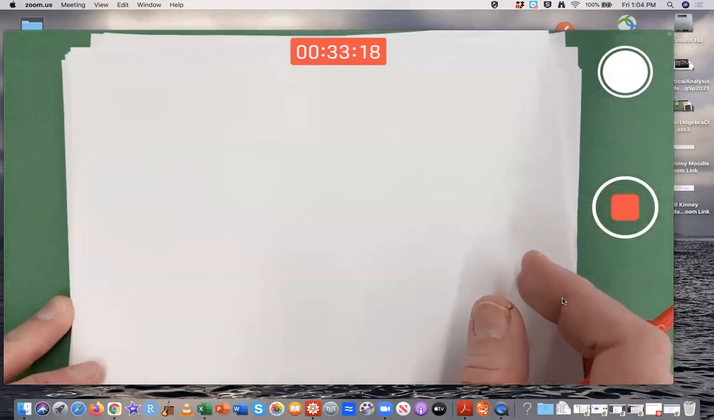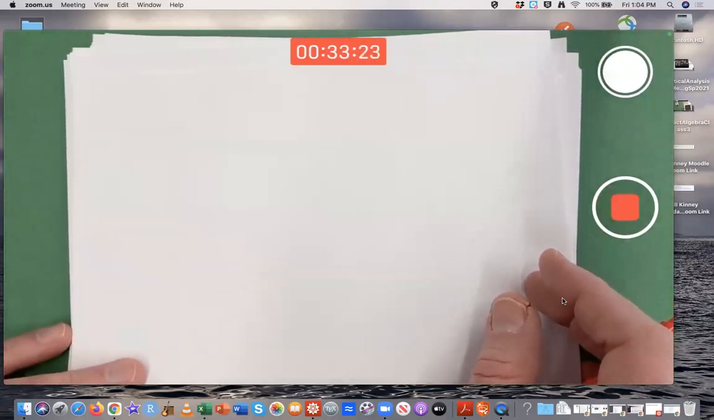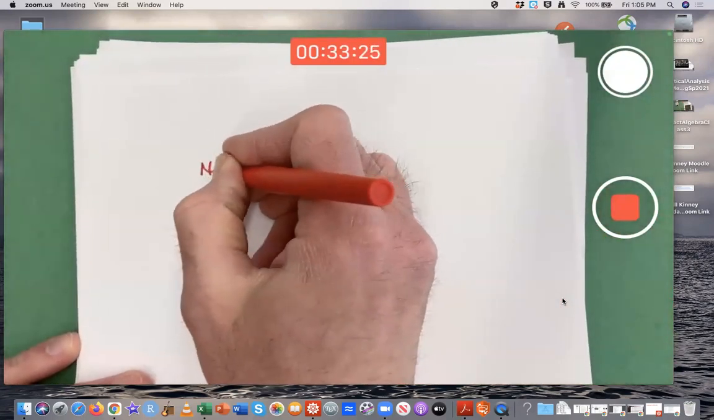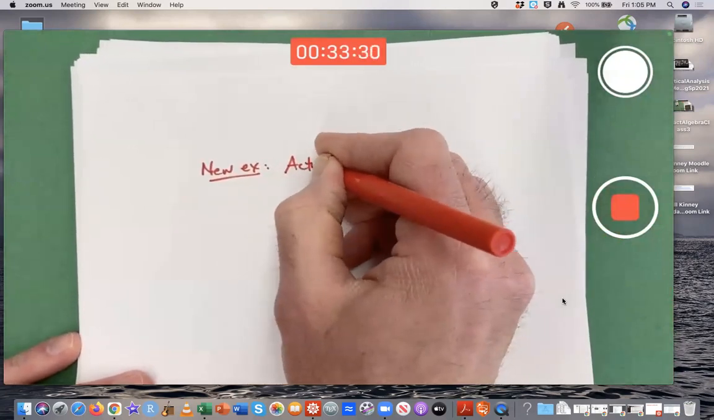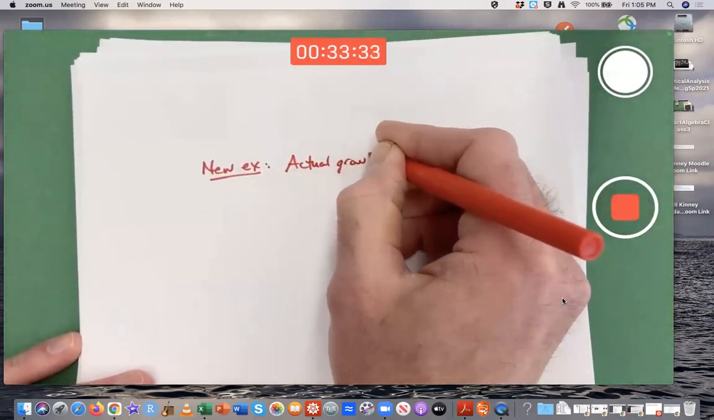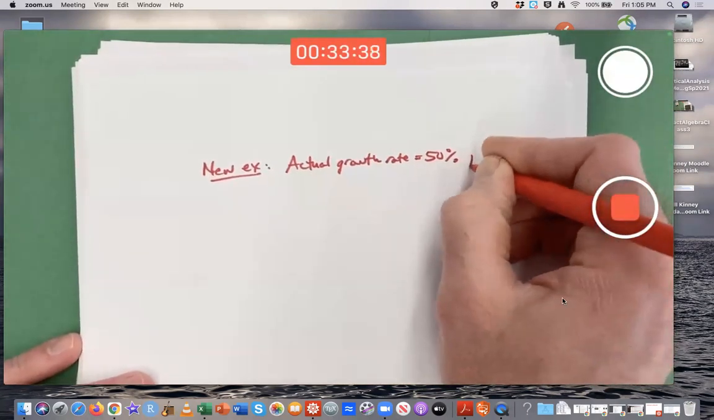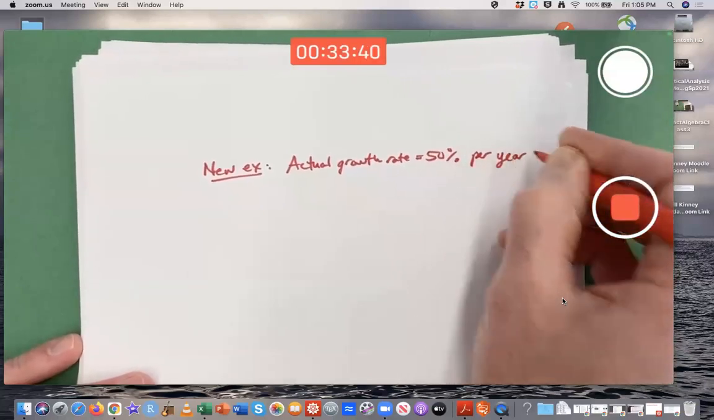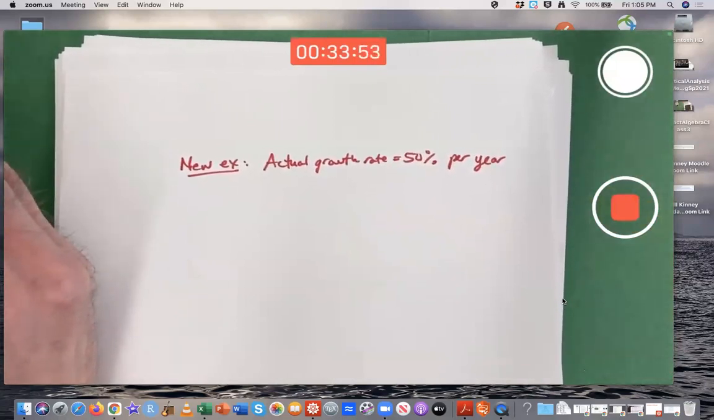Let's pretend we're with an example where the actual growth rate is 50% every year. New example. Actual growth rate is 50% per year. By the way, I forgot to mention with the doubling time, that's if you truly have exponential growth, that will stay constant. It doesn't matter what the starting population is. It doesn't matter what the time is. The amount of time it takes in exponential growth to double is constant.